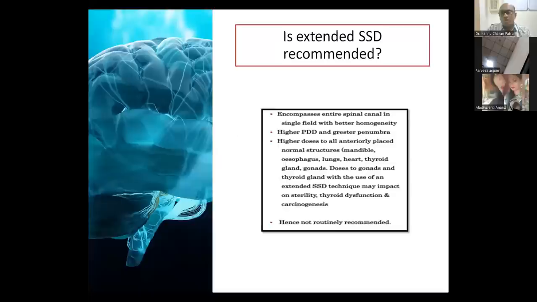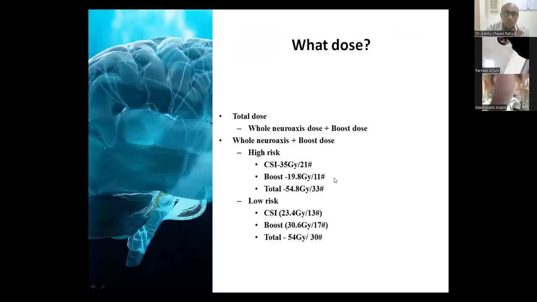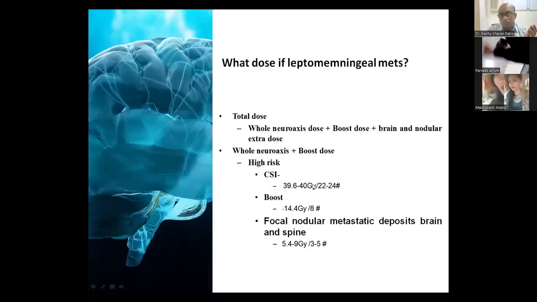What dose? Now, the total dose is inclusion of whole neuroaxis dose and boost dose. For the high risk population, you give CSI of 36 gray, boost 19.8 gray, total 55.8 gray. Low risk, you can go for 23.4 gray and boost around 30.6 gray, total 54 gray. But if there is a leptomeningeal metastasis at the diagnosis, you can go higher dose of 39.6 to 40 gray, boost till 54 gray. If there is nodular metastasis, you can give extra dose around 5.4 to 9 gray in 3 to 5 fractions.